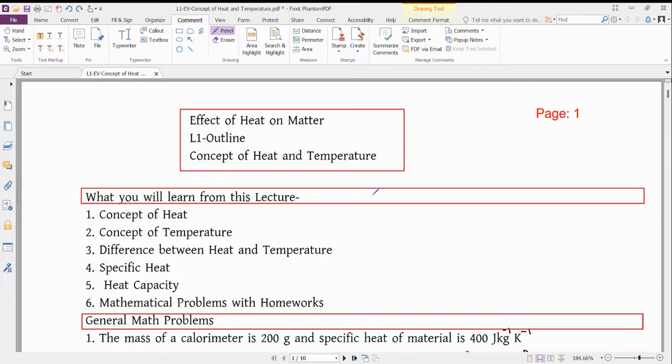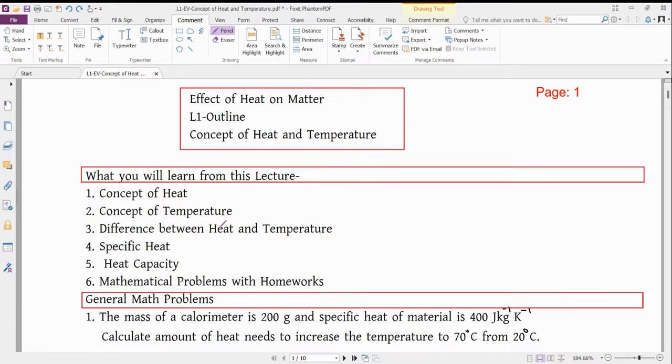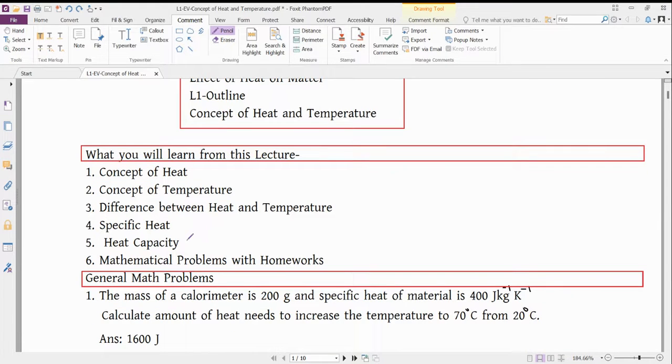Dear students, today I'm going to discuss the effect of heat on matter. It's a very important chapter of the physics book for class 9-10 or SSC students. This is the first lecture. First of all, I will show what topics I will discuss in this lecture.